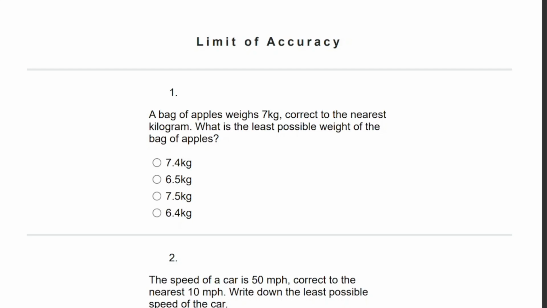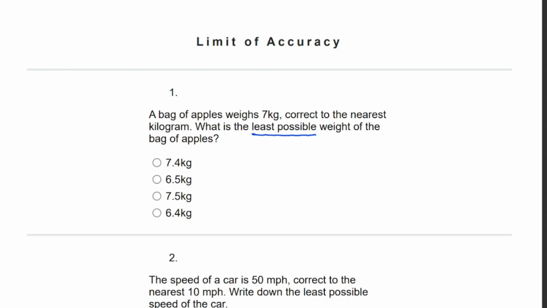So in this class, we want to look at the corrections to the quiz on limits of accuracy. The first question says a bag of apples weighs 7 kilograms, correct to the nearest kilogram. What is the least possible weight of the bag of apples? That is the lower bound, the lower limit. That was the question asking you to solve.